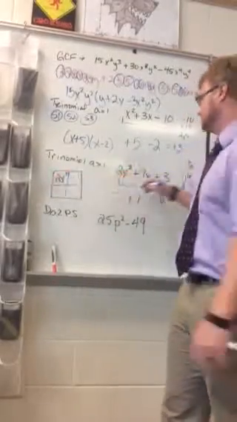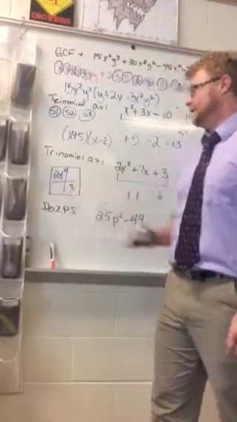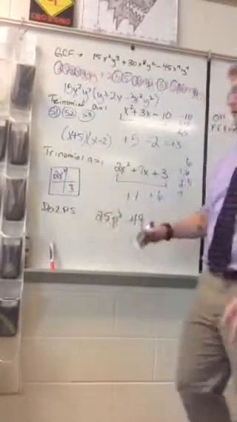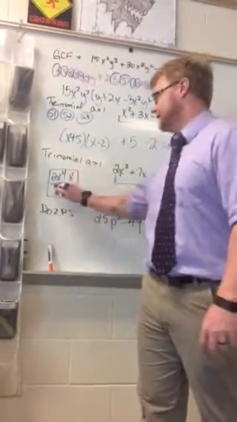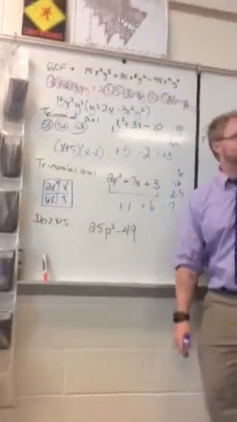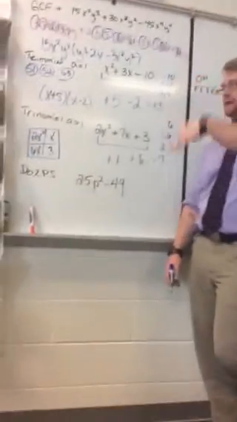First term always goes here. Last term always goes there. Everybody cool with that? These two go in these two boxes in either order. So we have an x and a 6x. And then once again, you're going back to using greatest common factor. Left to right, top to bottom.